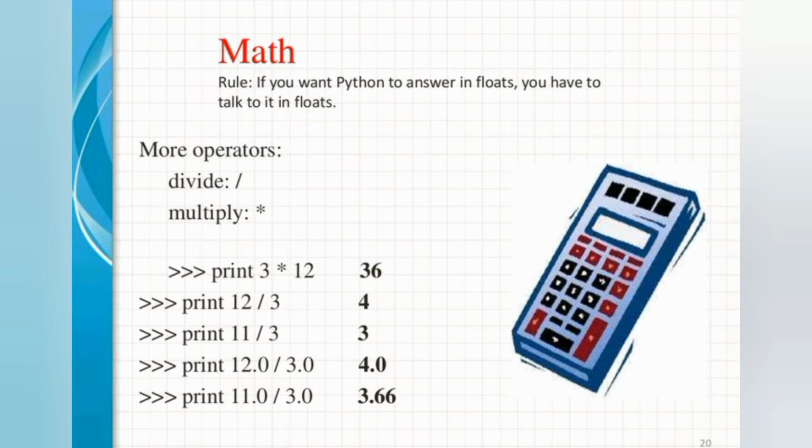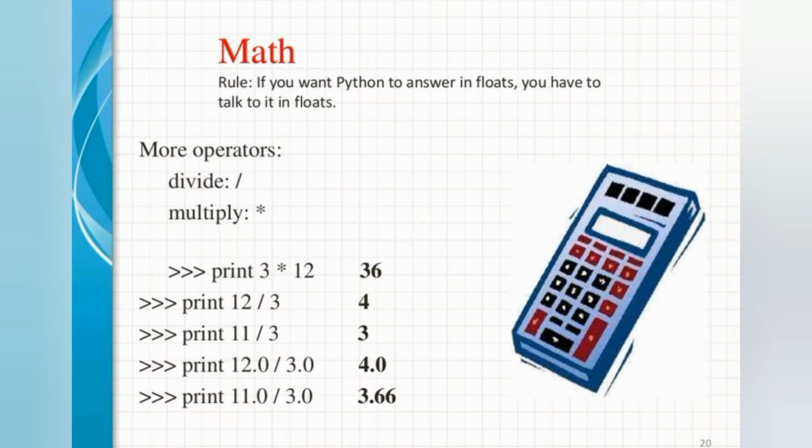So the more operators are divide and multiply. We can show multiply with a star. You can print 3 star 12, then the system returns 36. After that you can print 12 over 3 and 4. Like all this, you can run the system like that.